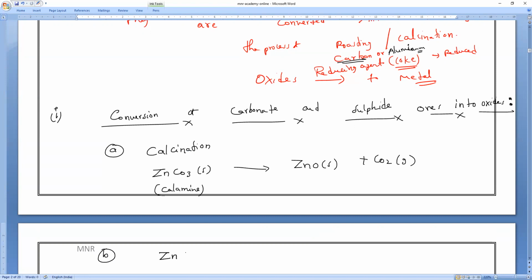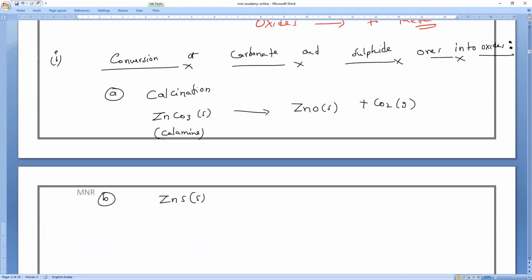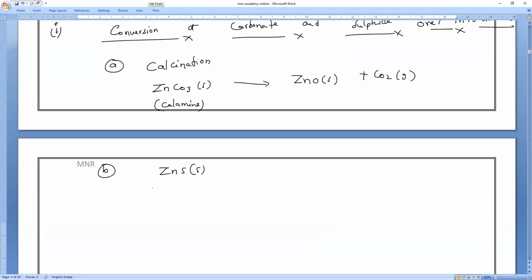Then sulfide ores, tell me. Zinc sulfide. What is the name of the zinc sulfide? Anybody? Very bad. Three days before I gave you the tabular column. Zinc blende, in the presence of oxygen. So this is called what? Roasting or calcination? Roasting. So it undergoes to give zinc oxide plus sulfur dioxide.